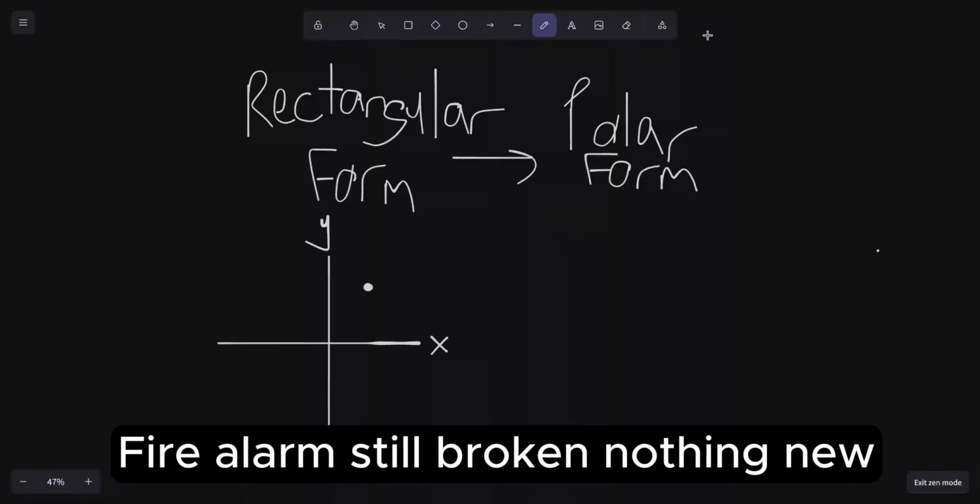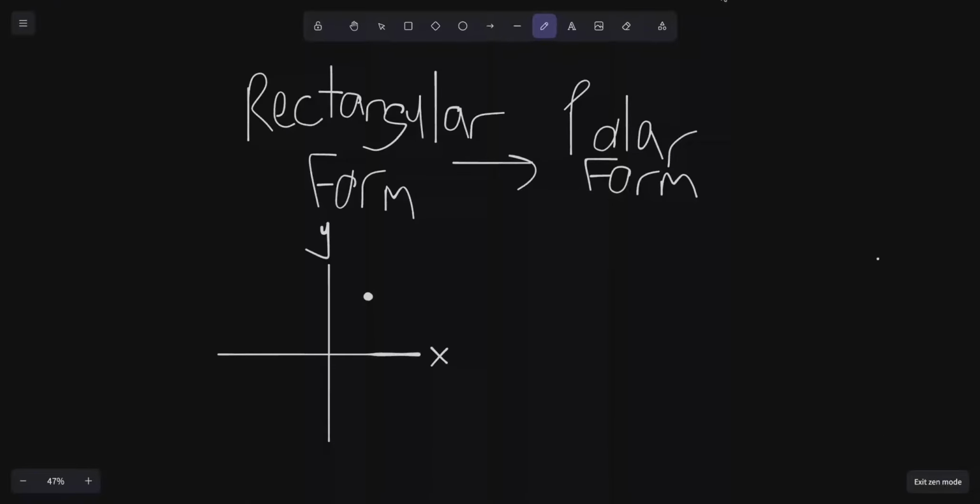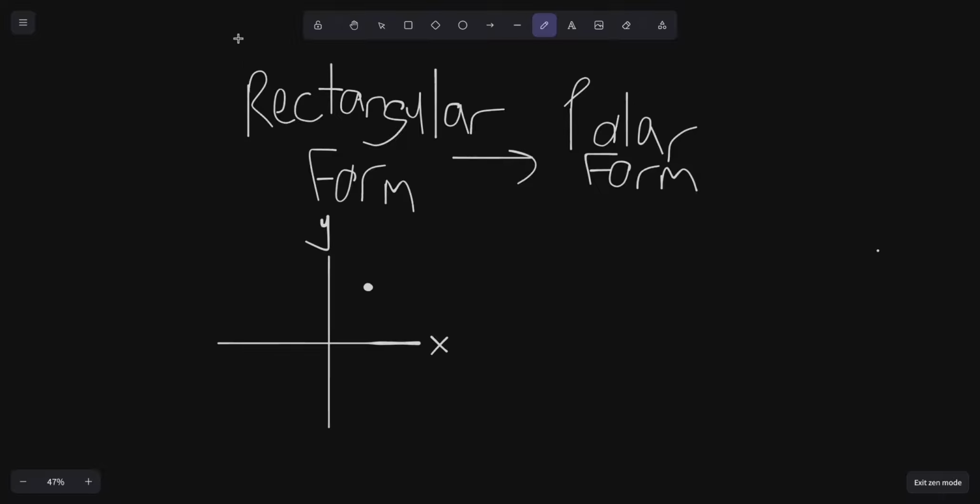Hello guys, welcome back. Today we're going to be talking about how to convert from rectangular form to polar form for representing a point. As you can see, I've got my x-axis and my y-axis, and I have this point right over here. This point can be represented by two numbers: the x-coordinate it's on and the y-coordinate. So I can say this point has the coordinates x comma y.